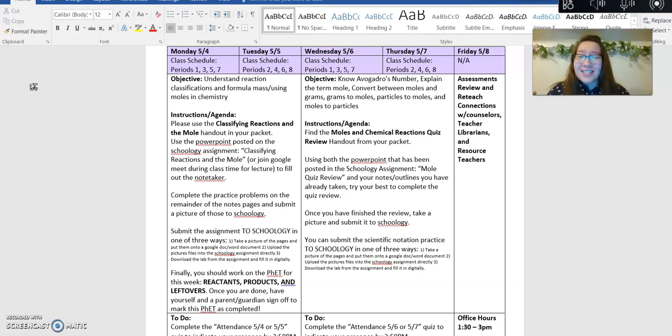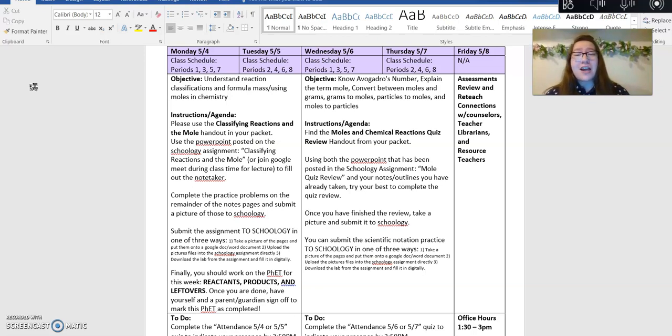So, today you're going to understand reaction classifications and formula mass and how to actually use the mole. Last week we introduced what a mole is and what Avogadro's number is, and we put this idea out there that it's a really important number for chemistry, but how do we actually use it? That's what we're going to be doing today.